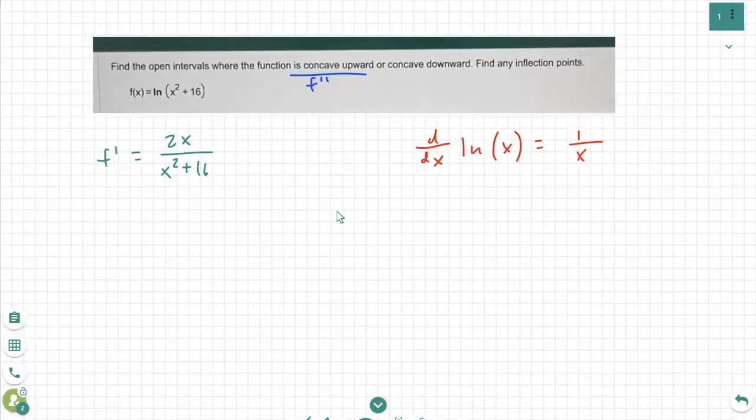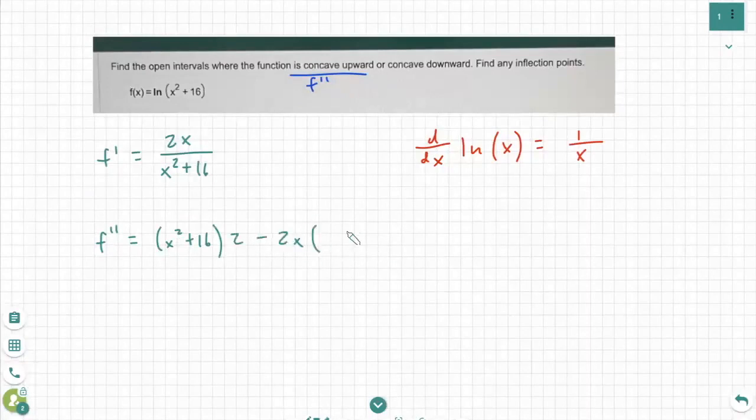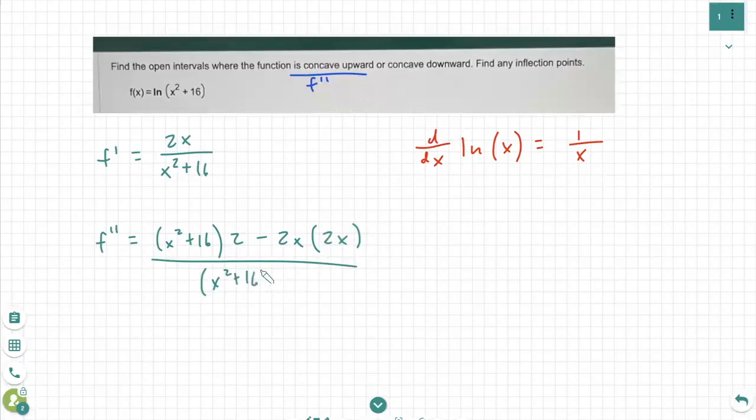You have to find the derivative of that one. Okay. Oh wait, do you use the quotient rule? Yeah, exactly. Quotient rule, because it's a function over a function. So if you're going across, it would just be 2. Then it would be 2x. So it's x squared plus 16 times 2 minus 2x times 2x, over the x squared plus 16 squared. Yeah. Okay.